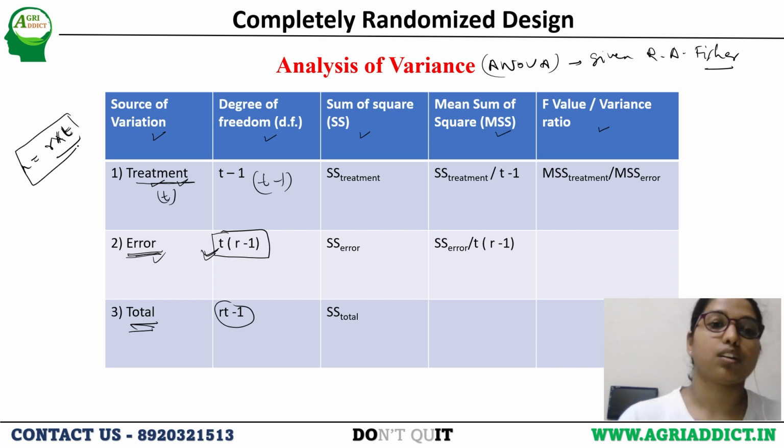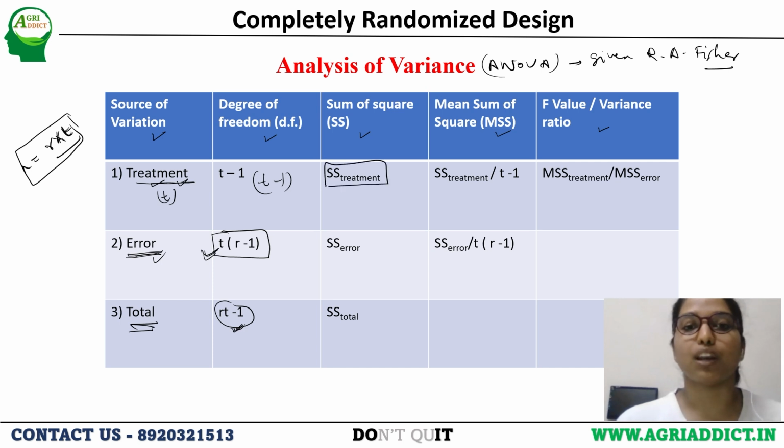Okay. This is the total: rt minus 1, the total degree of freedom. Now, sum of square. What is sum of square? We calculate it through a formula when we have data. There are different formulas to calculate the sum of square of treatment, sum of square of error, and the total sum of square.